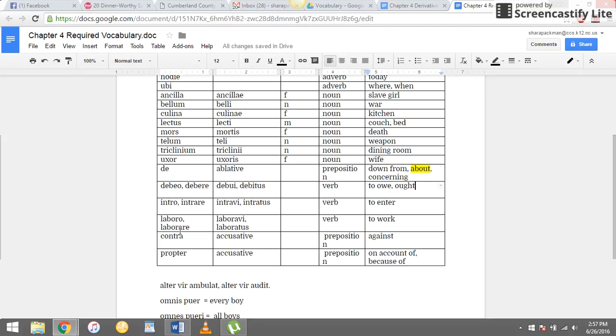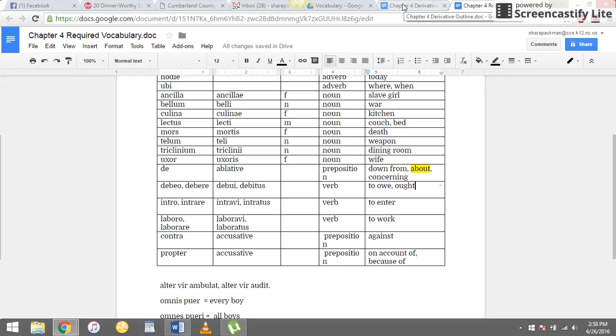Then you have three new verbs. Debeo, debere, intro, intrare, laboro, laborare. You should be able to tell what conjugation they belong to just by looking at their principal parts here. Then you have two more prepositions, contra and propter, which take an accusative case. You should know that because neither one is on the SID space list, which is all the ablative ones. And contra means against. You can see that like contrary. If you do something contrary, it's going against. Propter means on account of or because of.